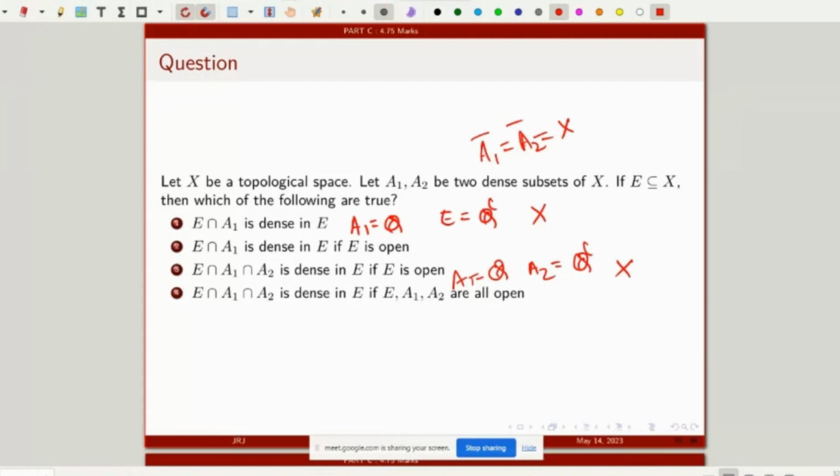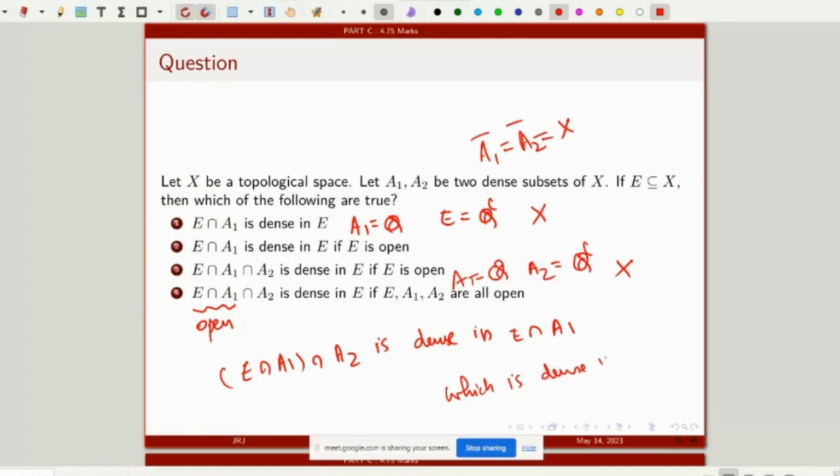E intersection A1 is also open in option 4. Yes, this is an open set. So E intersection A1 intersection A2 is dense in E intersection A1, and E intersection A1 is dense in E. So altogether E intersection A1 intersection A2 will be dense in E. So if we prove option 2 is true, automatically option 4 will also be true, right?